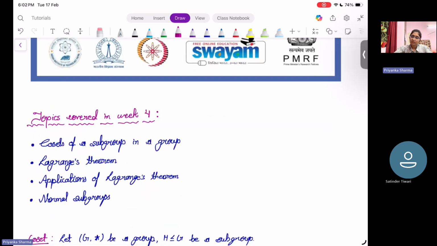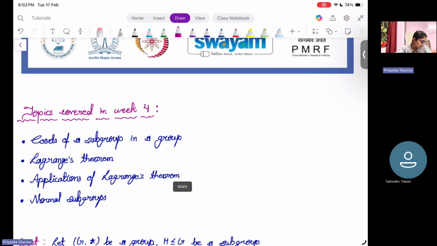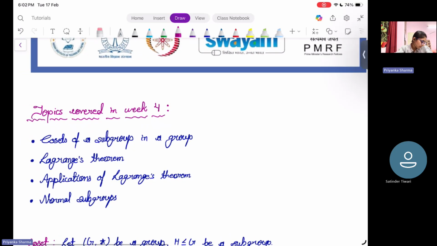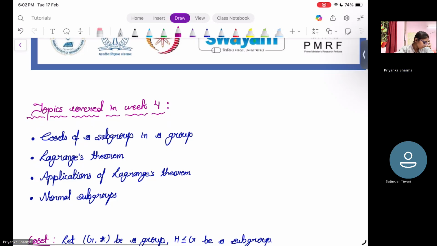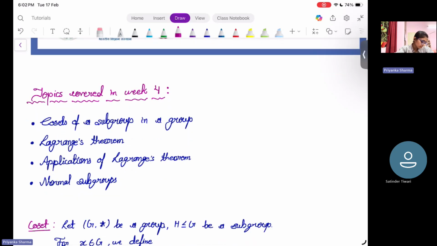First, we quickly summarize the topics covered in the last week. So these are the main topics. We discussed cosets of a subgroup in a group, what Lagrange's theorem is, what the corollaries are, some applications in number theory, and what normal subgroups are.